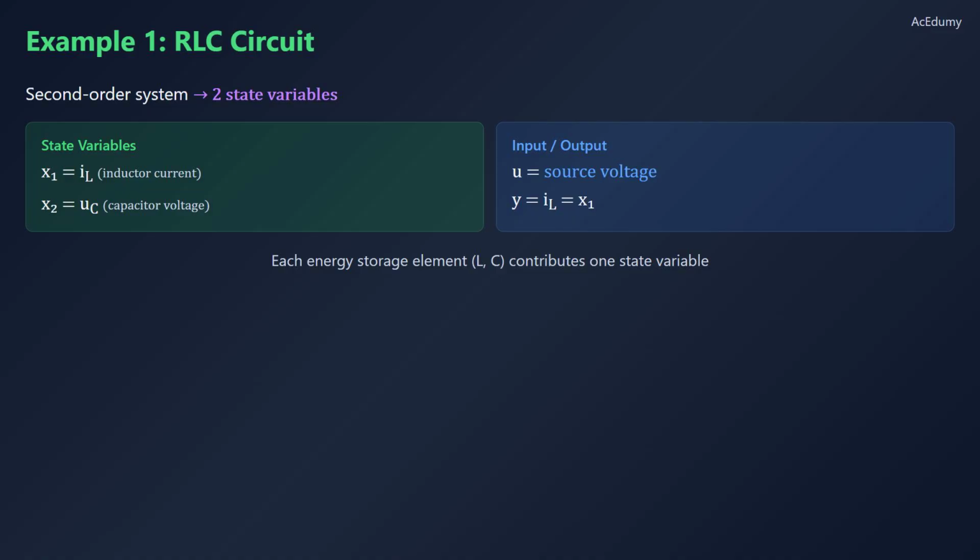Let us derive the state space model for the RLC circuit. Recall the RLC differential equation from earlier lessons. This is a second-order system, so we need two state variables. We choose x1 as the inductor current IL and x2 as the capacitor voltage UC. The input U is the source voltage and the output Y is the inductor current, so Y equals x1.